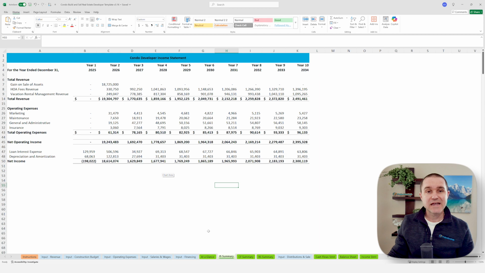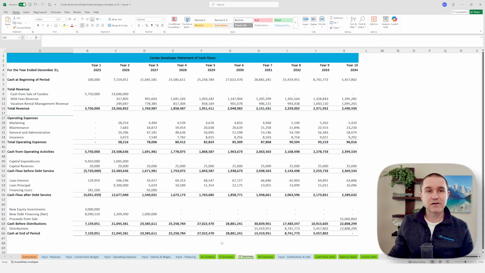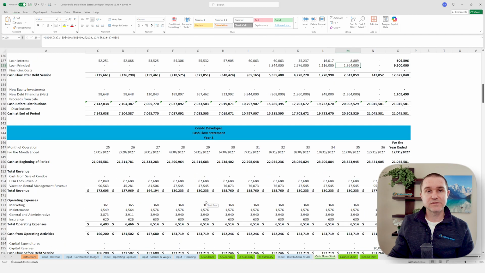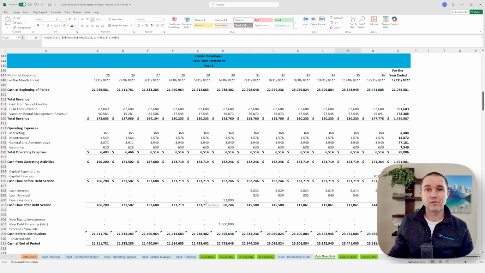You'll also get a 10-year income statement summary, a 10-year cash flow summary, a 10-year balance sheet summary, and then a cash flow, balance sheet, and income statement broken down by month for each of the 10 years. So you get all that level of detail if you need it.